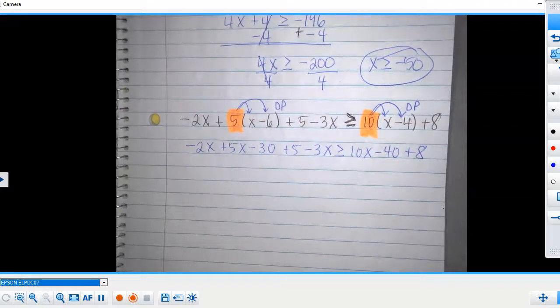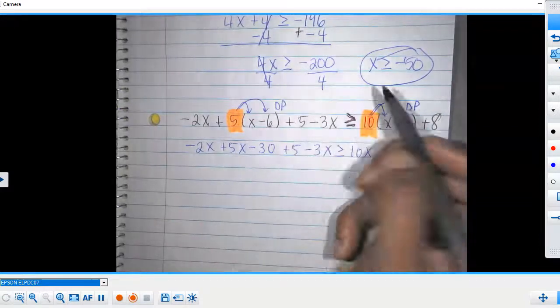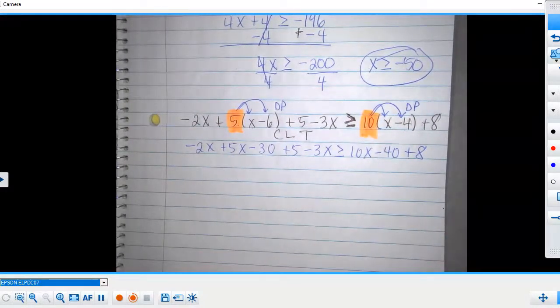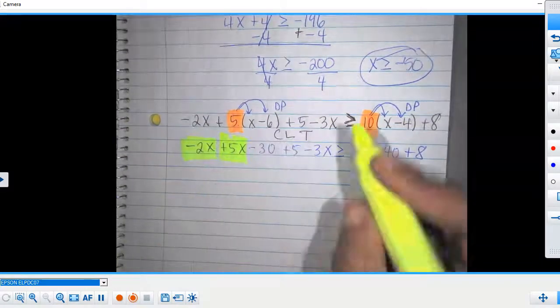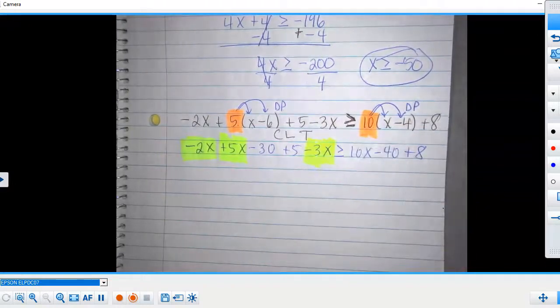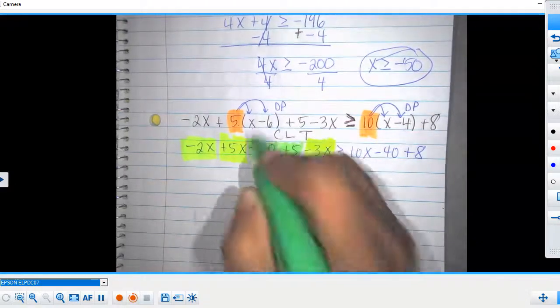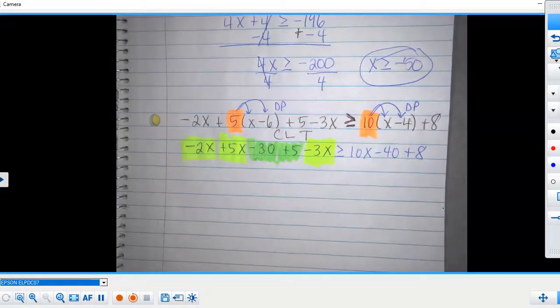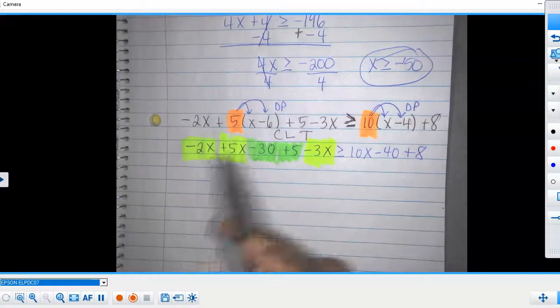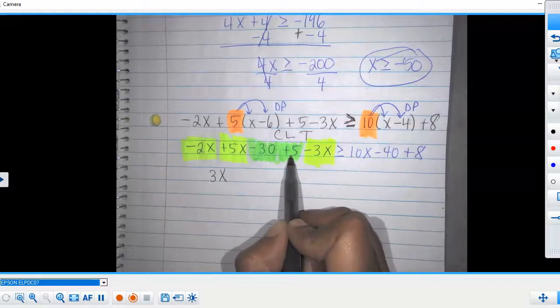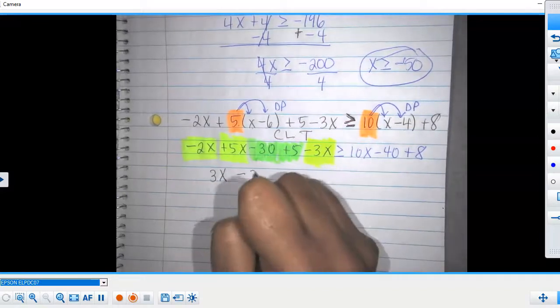And now I'm going to highlight, because this step right here, guys, is our combine like terms step. So CLT all through here. So which ones are like terms? I have a negative 2x, a 5x, a negative 3x on that side. And then I also have that negative 30 plus 5. So here we go. From left to right, this is a 3x. And then right here I'm going to combine. I have to subtract, and I think that's negative 25.